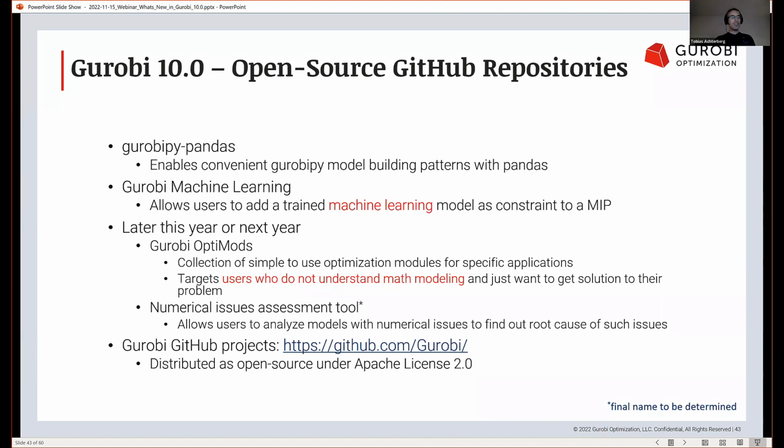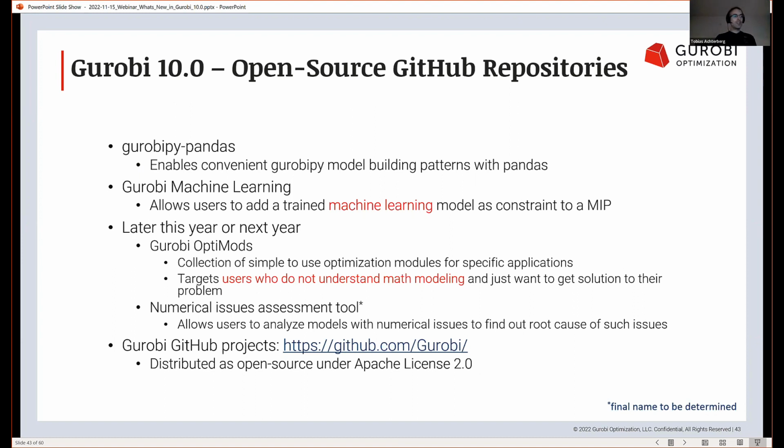If you have numerical issues with your model, then with that Python package, you will hopefully be able to analyze these models and get the root cause of your numerical issues. It is roughly similar to our IIS tool, where, when you have an infeasible problem, you can call the compute IIS function to give you a subset of the model that is still infeasible. This numerical assessment tool tries to give you a subset of your model that still has numerical issues.